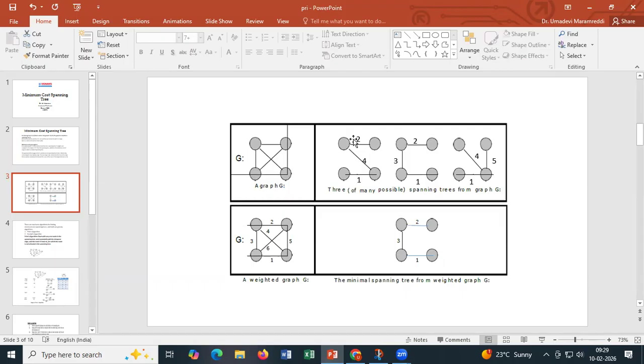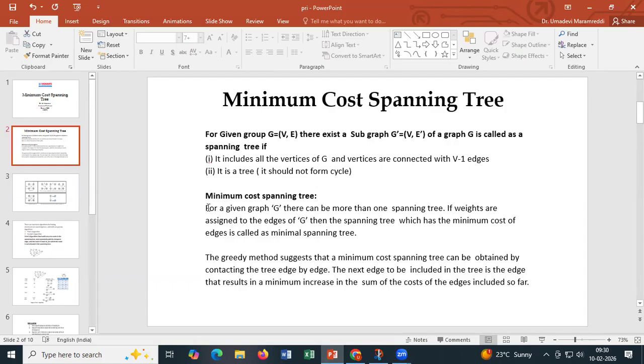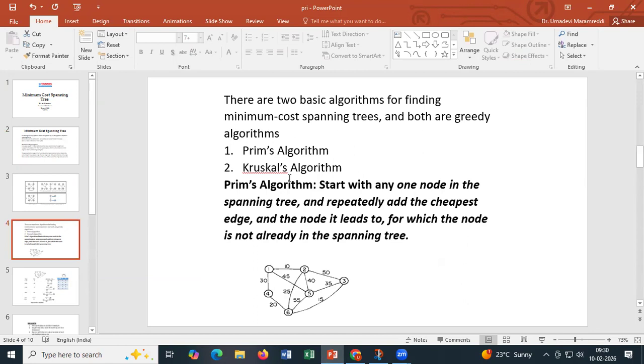So here the spanning tree cost is nothing but the cost of edges. Here the cost of edges is 7, this is 6, and this is 10. So here the cost of the spanning tree is minimum. The spanning tree with the minimum cost is called minimum spanning tree. For a given graph G, there can be more than one spanning tree. If weights are assigned to the edges of the graph, then the spanning tree which has the minimum cost is called minimum spanning tree. There are two types of algorithms to generate the minimum cost spanning trees.